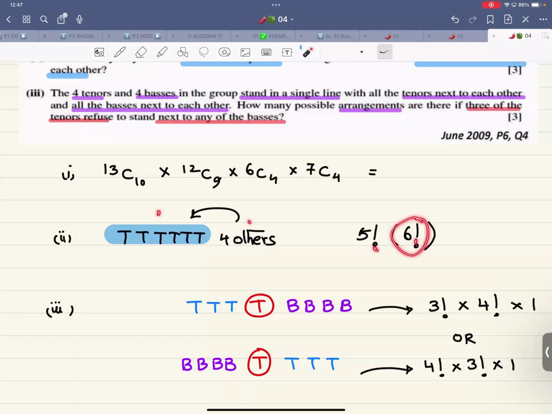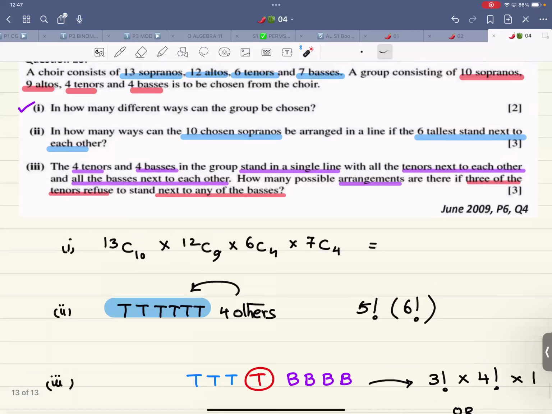And 6 factorial over here. Why am I not dividing by 6 factorial? Because it's not alphabet. This T is for tall. T is not for identical alphabets. Yes, they can be different. So that is why we are not dividing it. Got it?